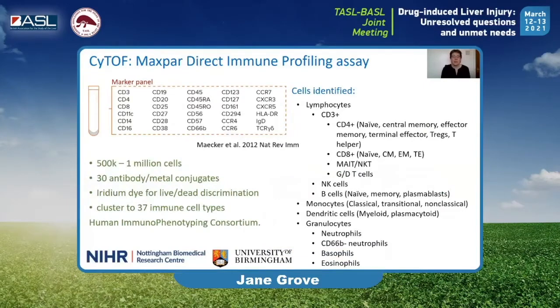We're using the MaxPar direct immune profiling assay from Fluidigm, which is well established and validated. It requires about 1 million cells, which are labelled with 30 different antibody conjugates listed here, and iridium dye, which identifies the live cells. From this, 37 different cell types can be identified and quantified, including B cells and T cell types.